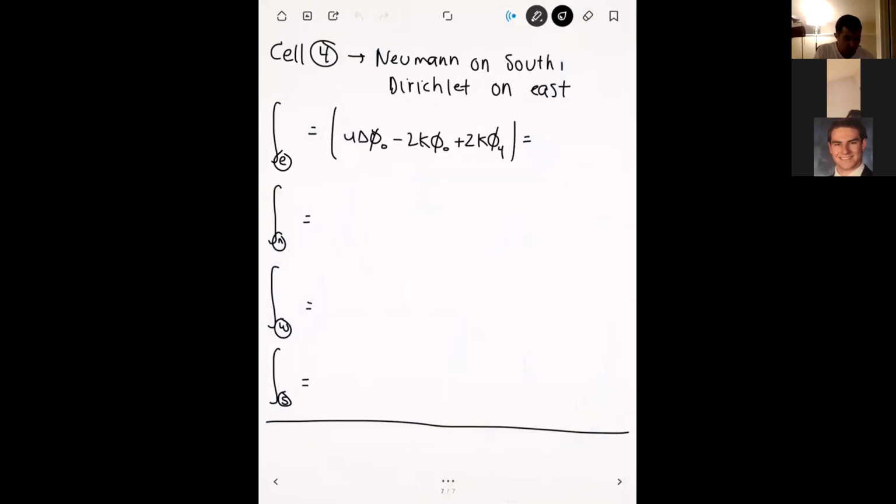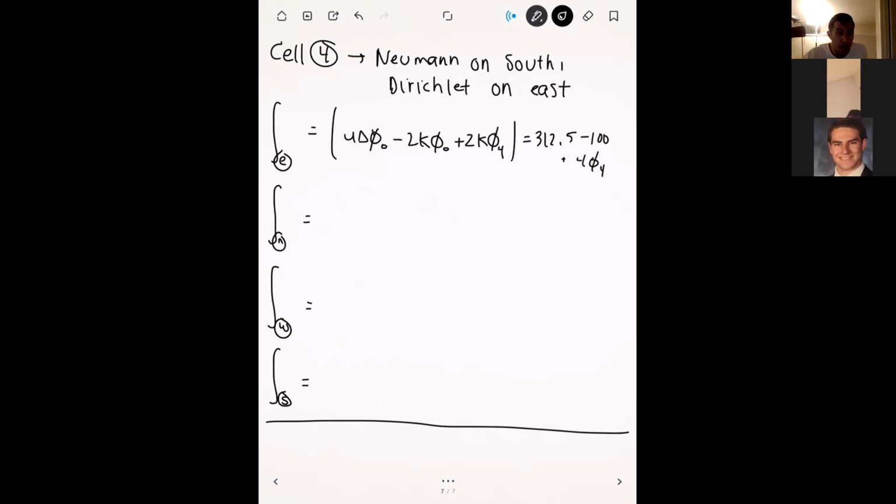Okay, so let's go ahead and plug in the numbers for this. So we have U, which is 50, times delta here, which is 0.25, times the Dirichlet value on that east face, which is 25. Okay, so we have a 312.5. Okay, then we have a minus 2 times 2 times the Dirichlet value here, which is 25. Okay, so we have a minus 100. Okay, plus 2 times k times phi naught, so that's a 4 phi 4. Phi sub c, sorry. Right. And so that's the hard one. That's our Dirichlet boundary condition. And so now let's go ahead and fill in the rest of them.